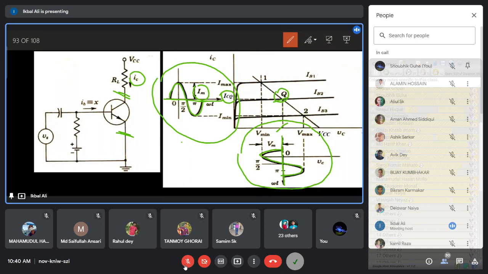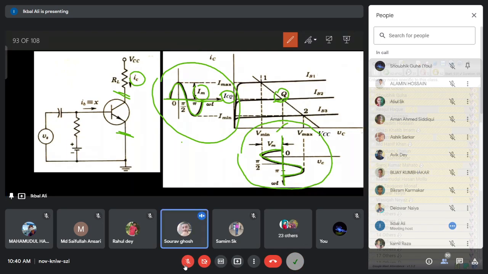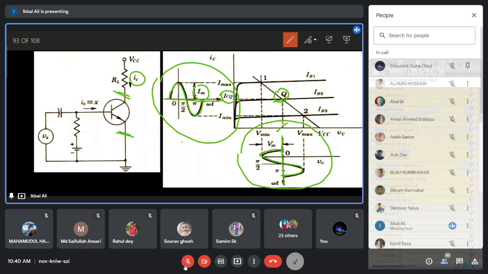Achha, can anybody say how to measure an AC? Suppose you have an AC current or voltage, how to measure it? Do you know? Will you take an average value? Yes, sir. RMS value. RMS value, very good.